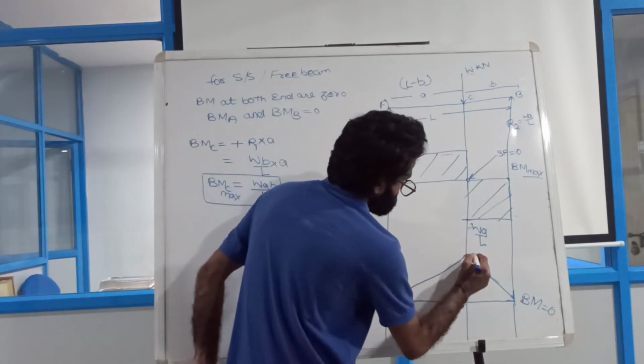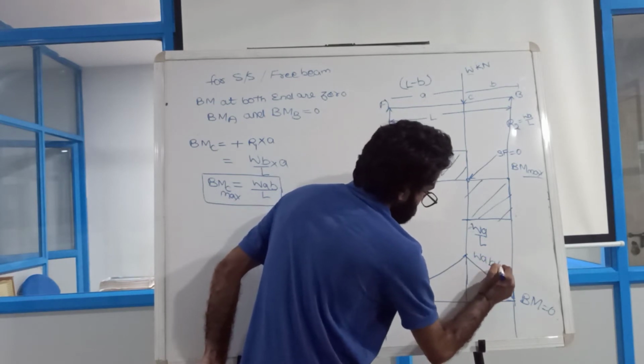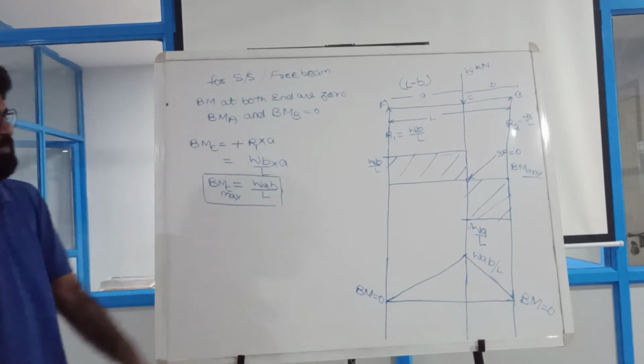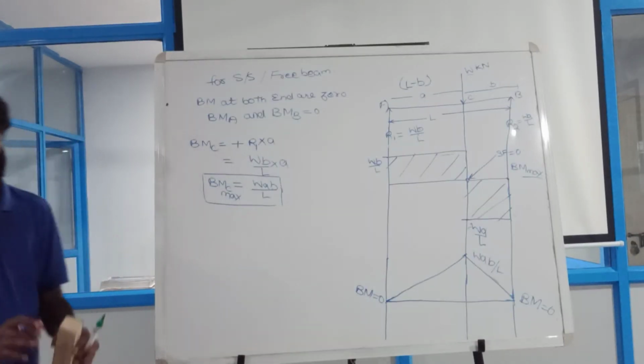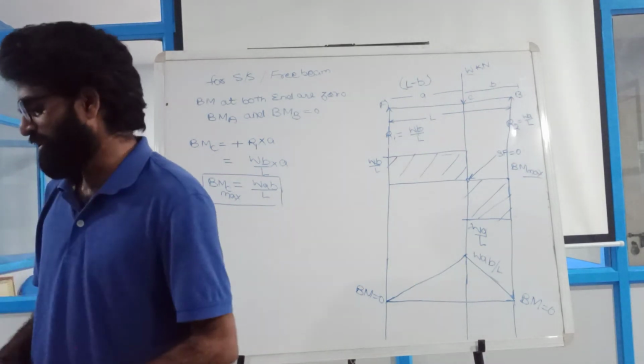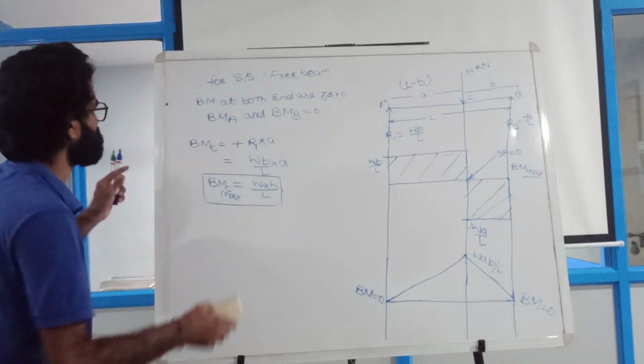And what is the point here? The value here is W a b divided by L. This is my highest value. So this is my bending moment diagram for this case. My first step is over. I have calculated my free bending moment diagram. Now let us move to the next step.